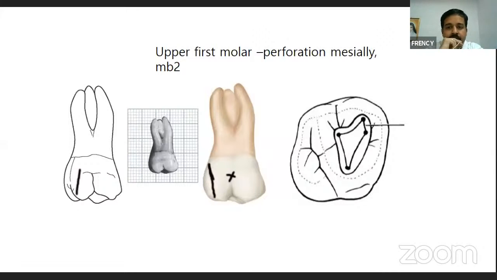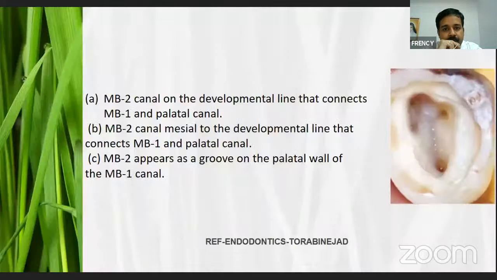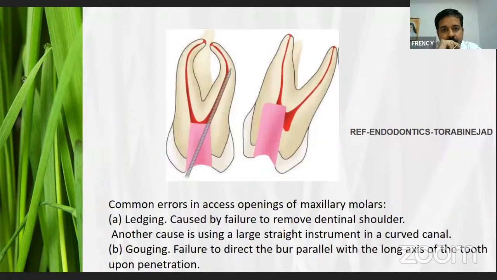If you draw a line from the MB1 to the palatal canal, usually the MB2 will be located on that line or slightly mesial to it. So this is the location of the MB1 canal. Then always do pre-curving and always search for the MB2 canals. This is the typical picture of the MB2 canal.